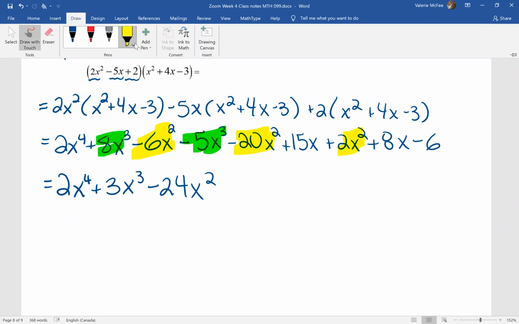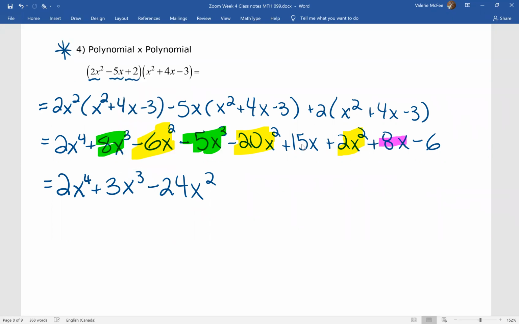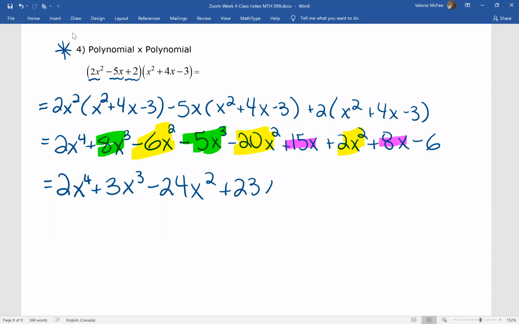I also have powers of x to the power of 1. 15x plus 8x plus 23x, and then minus 6. You see, it's so possible to make mistakes in all of this. So take your time, go back and check, practice. It should be okay.